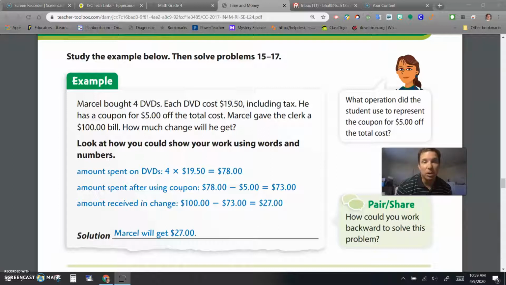So our example problem: Marcel bought 4 DVDs. Each DVD cost $19.50 including tax. He has a coupon for $5 off the total cost. Marcel gave the clerk a $100 bill. How much change did he get?